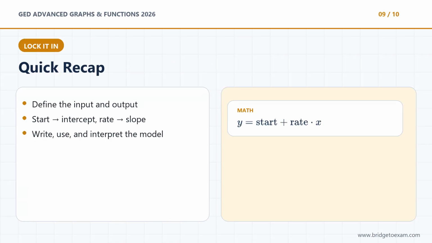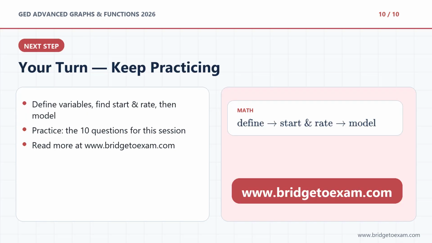Let's lock it in. A model turns a situation into an equation. Define your input and output, find the fixed starting value for the intercept, and the repeated rate for the slope. Write y equals start plus rate times x, then use it and interpret the answer in context. Modeling, made clear.